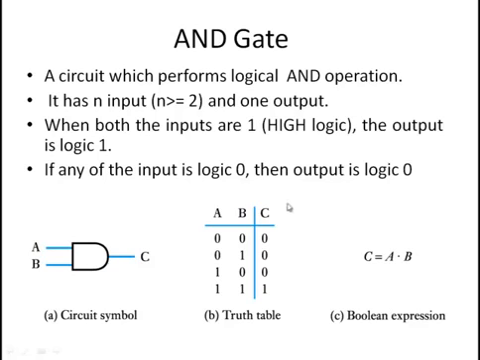Some conclusive remarks can be drawn from this truth table. When both the inputs are 1, that is A and B both are 1, then the output is logic 1. Another remark is that if any of the inputs is 0, like here, it is 0, it is 0, and it is 0, then the output is logic 0. Like it is 0 in these three cases. So this is the truth table of the AND gate.